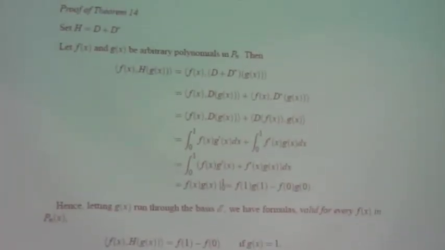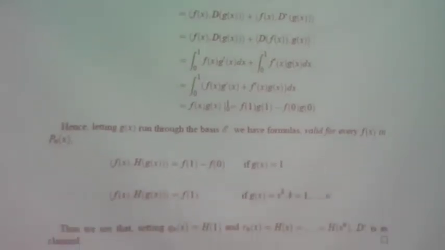I'm going to let g of x be a fixed but arbitrary element of my basis e, and I'll let f of x run through every polynomial in Pn of x. So suppose g of x is the function 1, right? The 0th element of my basis. Well, then g of 1 is 1 and g of 0 is 1. So I get that for every f of x, this inner product is f of 1 minus f of 0.